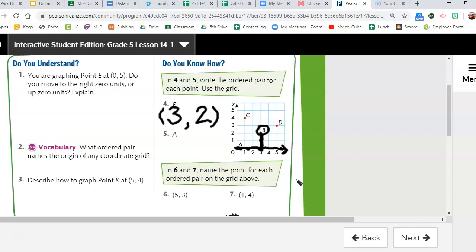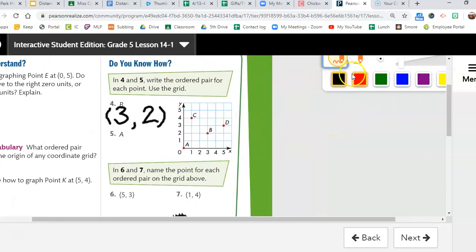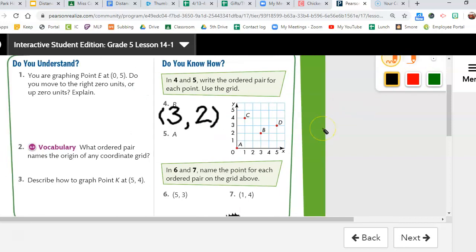Next up I have A. Well, I see A. I know it's kind of hard to see. Sorry about that. Let's erase. I can see A is right there in the corner. Okay? So I'm again going to have my parentheses and the comma in the middle. So A, I don't have to go over anywhere. It's just right there. So I'm going to put a 0 because I don't have to go over at all. And then look, I also don't have to go up at all. I stay in the same place, which again is 0.